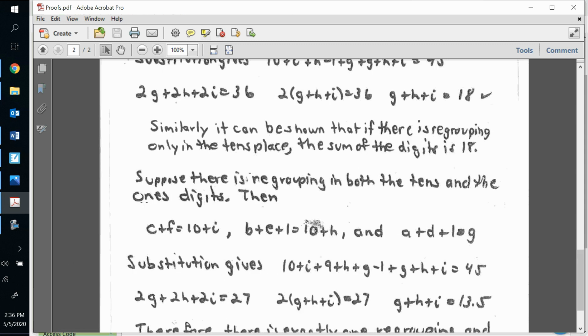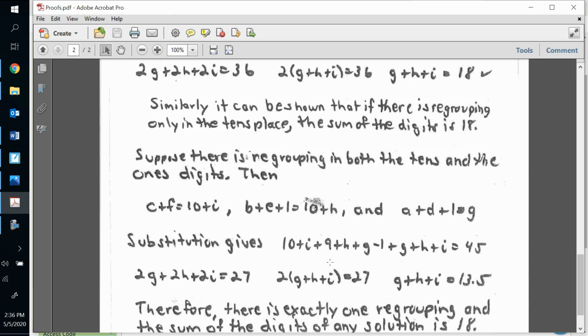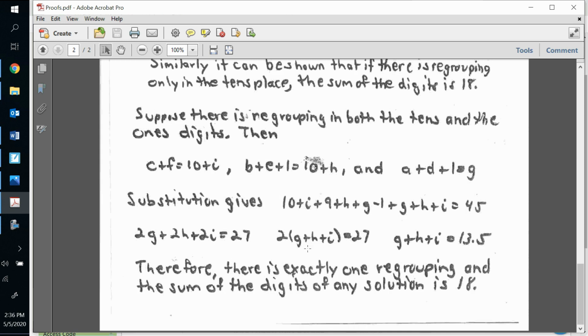Now suppose you had regrouping in both the tens and the ones digit. So that would mean C plus F again is 10 plus I. When we do our B plus E plus 1, it's now 10 plus H instead of just H because we're having regrouping. And then A plus D plus 1 would give us G. Doing the same substitution and pretty much the same process we did in the other two, we end up getting a decimal answer again. So that shows us that it wouldn't work. And also, we just proved that the sum should be 18, so that's also a clue that it doesn't work.